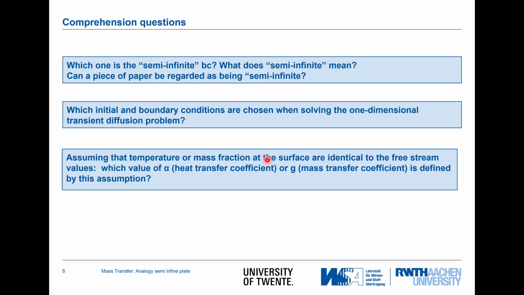This brings me to the end, and some questions you should be able to answer. The first one is related to that semi-infinite boundary condition. The second one is to review all the boundary conditions and to make you think about which ones are the critical ones to be taken, for example, at the left-hand side of the object. And at the left-hand side of the object, what does it mean if I'm saying that the surface temperature or mass fraction is identical to the ambient one?